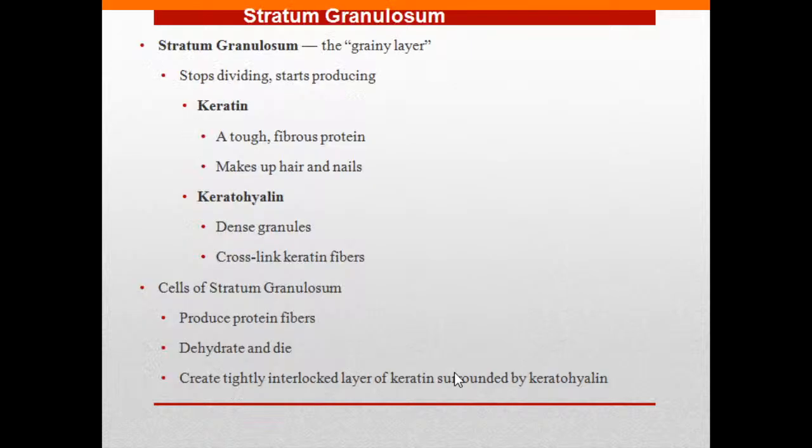Stratum granulosum, the granule layer. Cells stop dividing and start producing keratin, a tough fibrous protein that makes up hair and nails. Keratohyalin, dense granules, cross-link keratin fibers. Cells of stratum granulosum produce protein fibers, dehydrate and die, creating a tightly interlocked layer of keratin surrounded by keratohyalin.